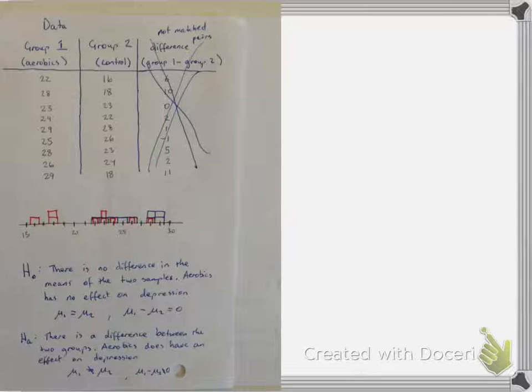Now, in order to test this, we are going to use a two-sample t-test. And because we do not know the population sigma, that's why we are using a t-test.